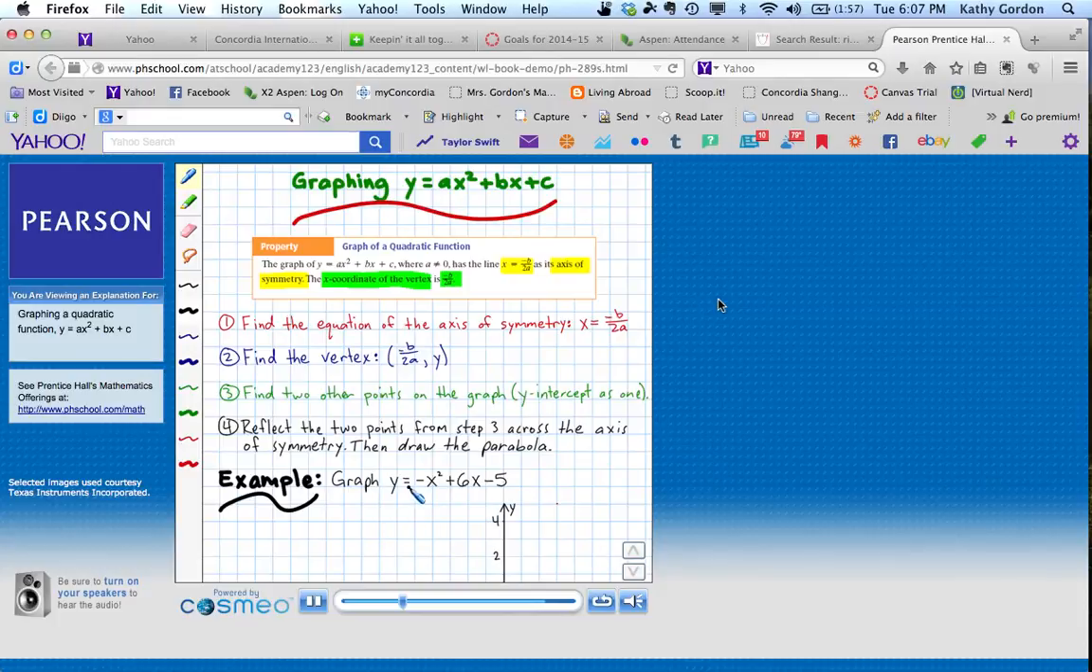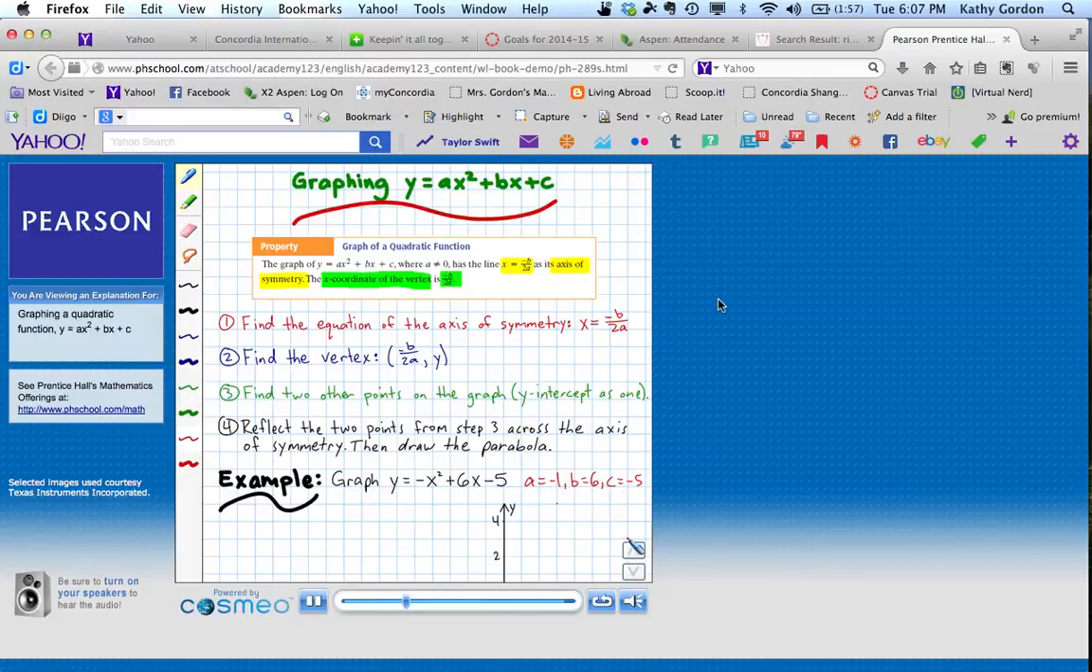We're going to graph y equals the opposite of x squared plus 6x minus 5. In this equation, the value of a is negative 1, b is 6, and c is negative 5.